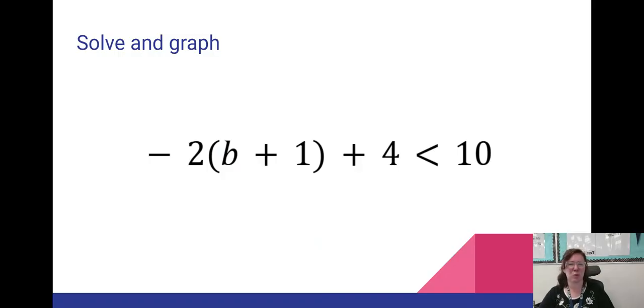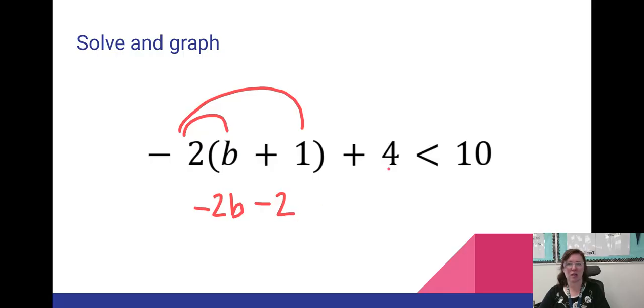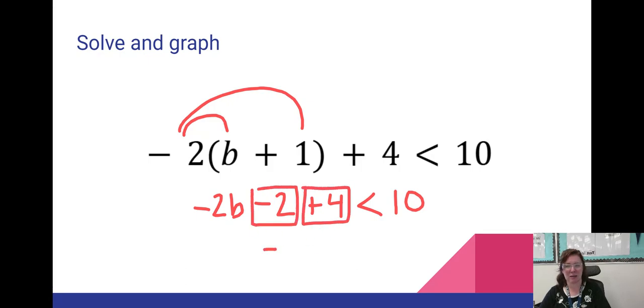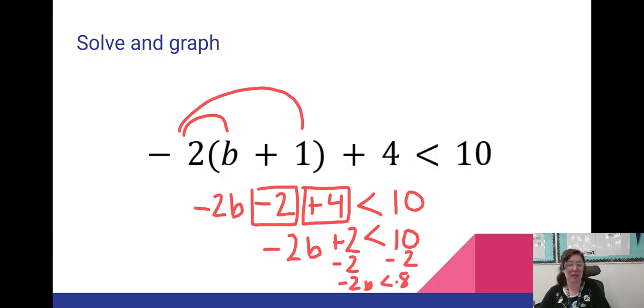Okay, we'll make this the last one that I show you of these practice ones here. Negative 2 times b is negative 2b. Negative 2 times a positive 1 is negative 2. Then this plus 4, I just leave as plus 4 because it is not in the parentheses, so I just leave it there, plus 4. And then I have less than 10. Now I can combine some like terms, minus 2 plus 4, and I get negative 2b plus 2 is less than 10. Subtract 2 on both sides. Negative 2b is less than 8.